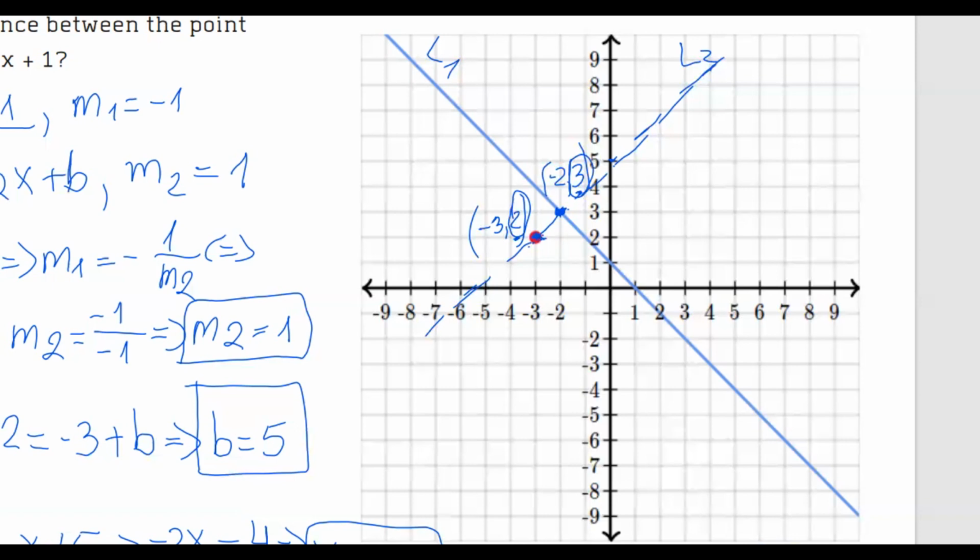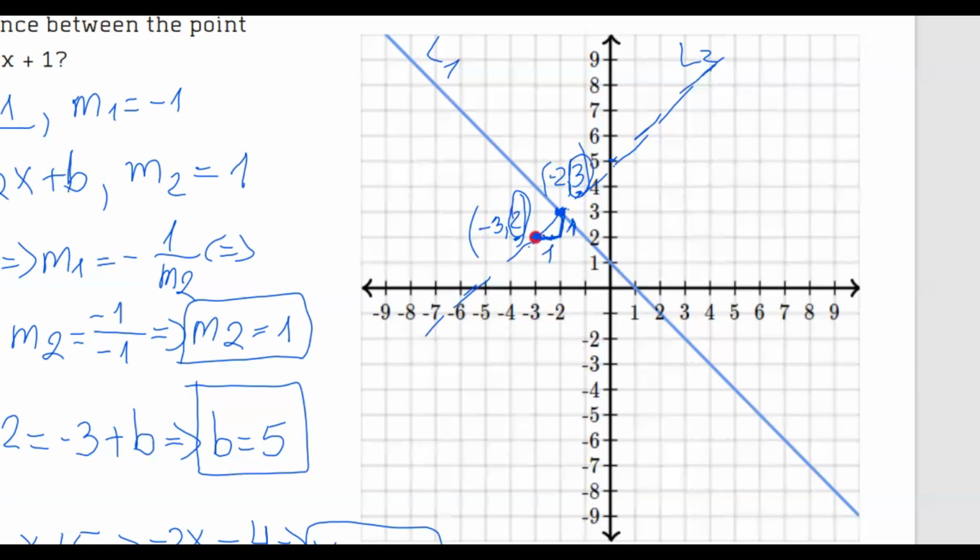Another thing I just want to point out here is that, let's say you didn't know this distance formula. We have this point minus 3, 2, and this point minus 2, 3 that we have just calculated. And if you think about it, what is the horizontal distance between these 2 points? We can see here clearly that this distance is 1. And what is the vertical distance between these 2 points? Again, clearly here, this distance is 1.